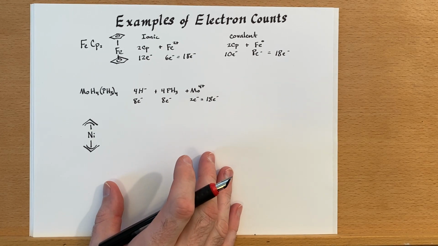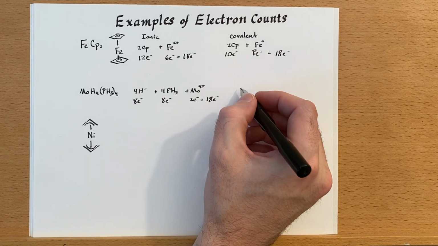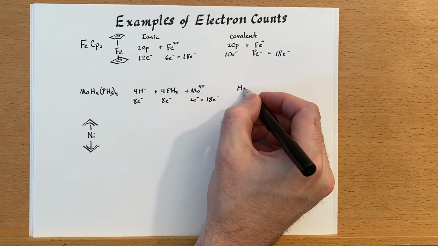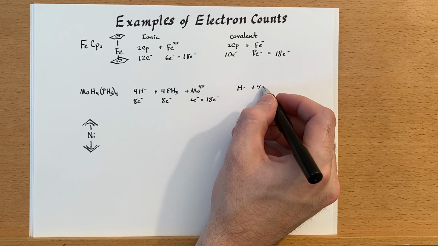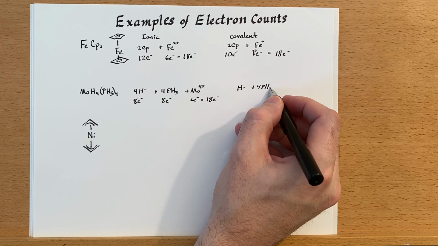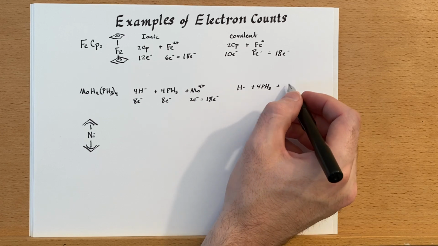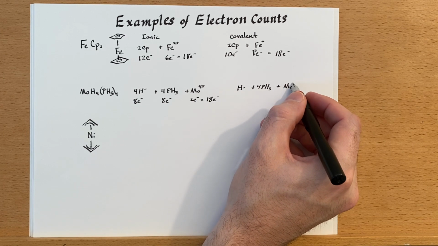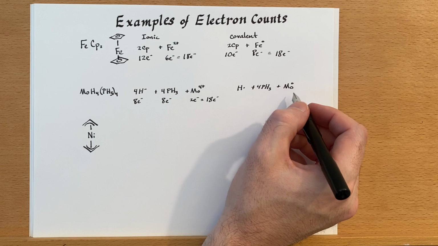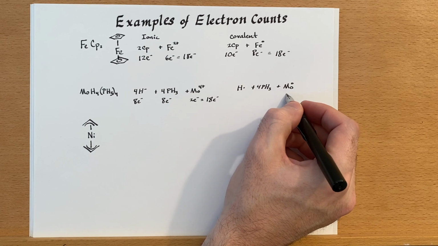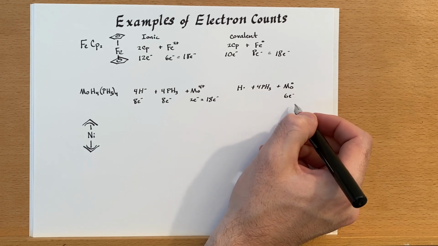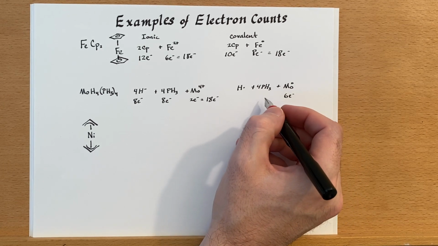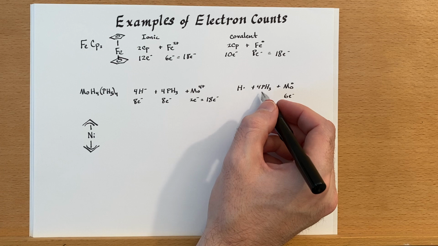Now we can do the same thing with the covalent model. Now in this case we'll have hydrogen, we'll have our 4 phosphines, and we'll have our molybdenum, which is now in its 0 oxidation state. So this will have 6 electrons. It's got 2 s and 4 d electrons.